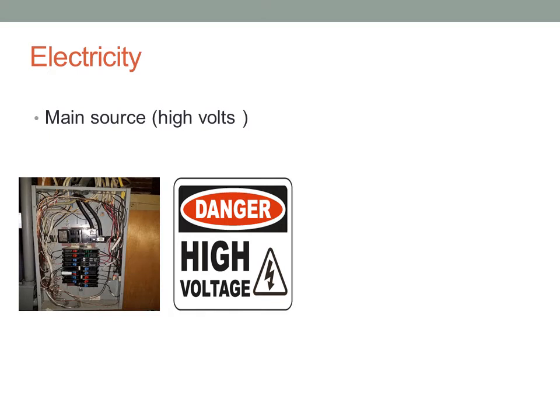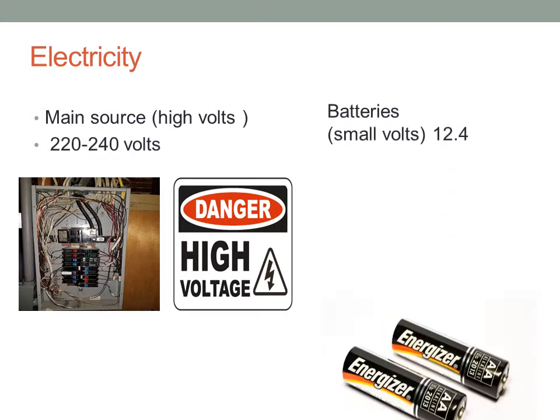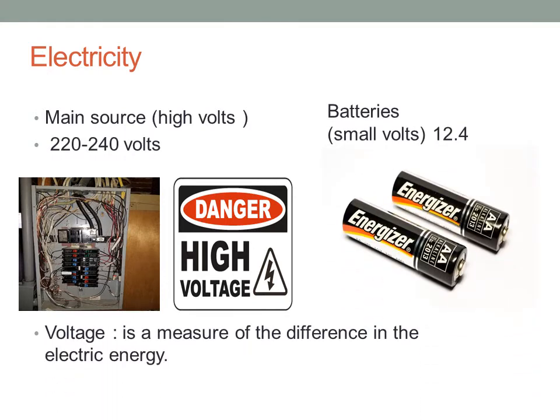If you see this sign, you have to stay away because this is high voltage, right? What is the meaning of high voltage? It means a measure of the difference in the electric energy. This electricity with the high voltage can enter the house and can make every device in the house work.